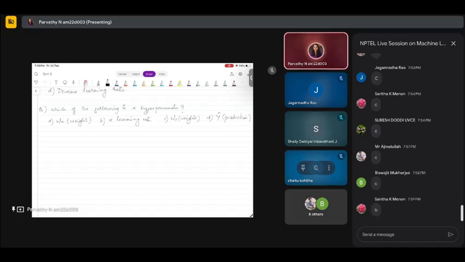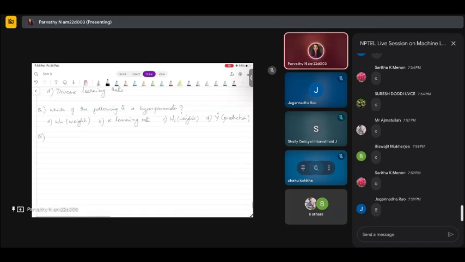Which of the following is a hyperparameter? The weight, learning rate, weight, and predictions. Yeah, so it is the learning rate. The others are learned during the training.